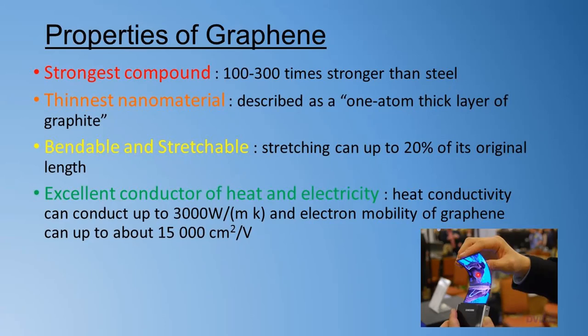and it is an excellent conductor of heat and electricity. Heat conductivity can be about 3000 watts. Electron mobility in graphene can reach up to 15,000 centimeters squared per volt second. So it is a good conductor as well.